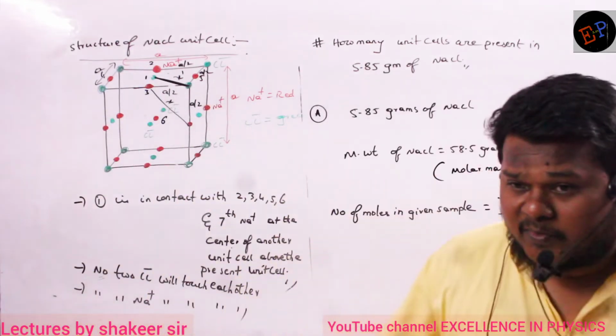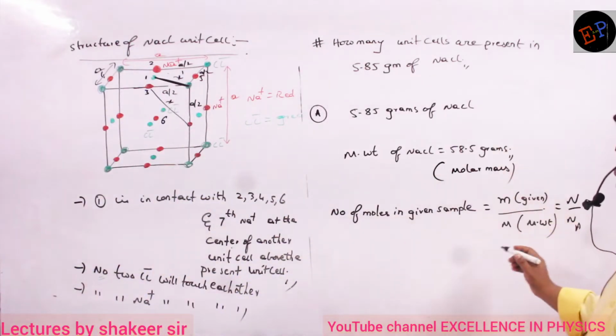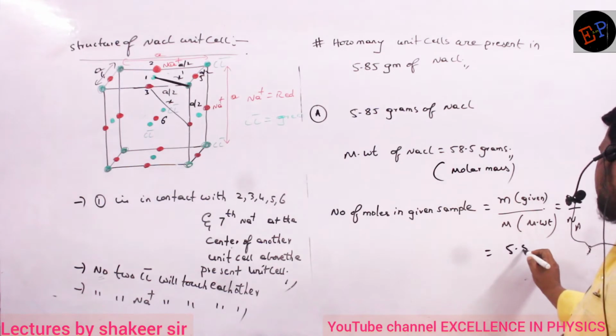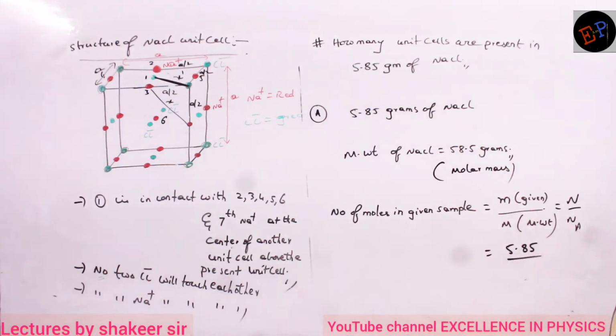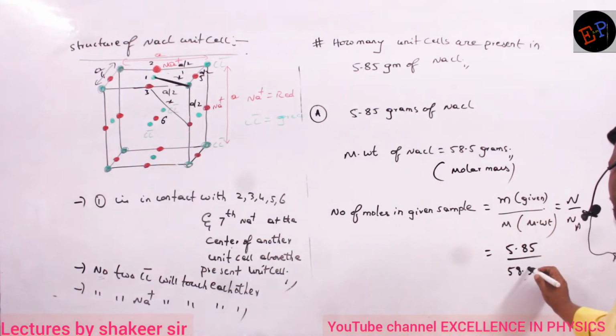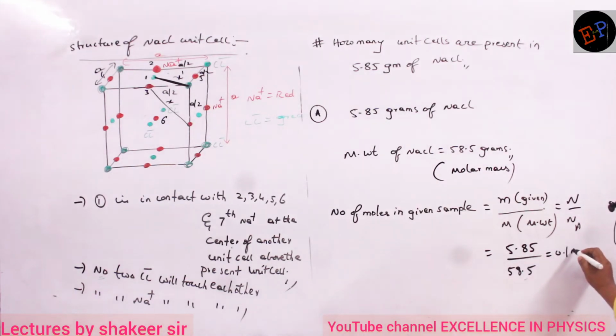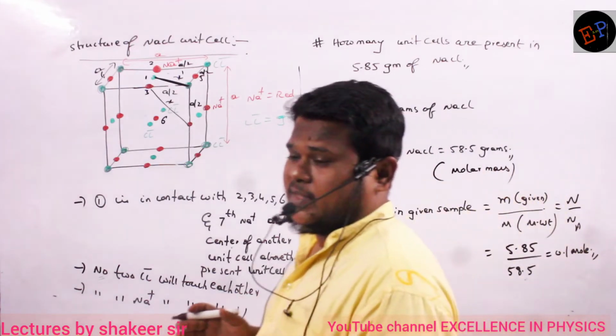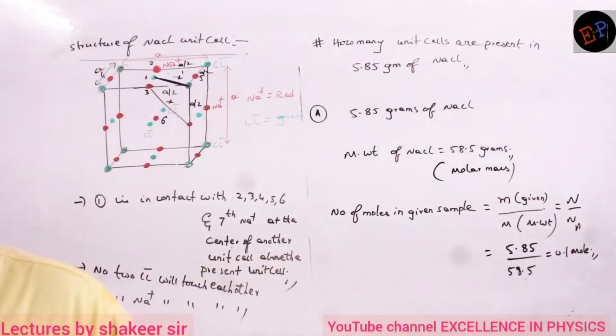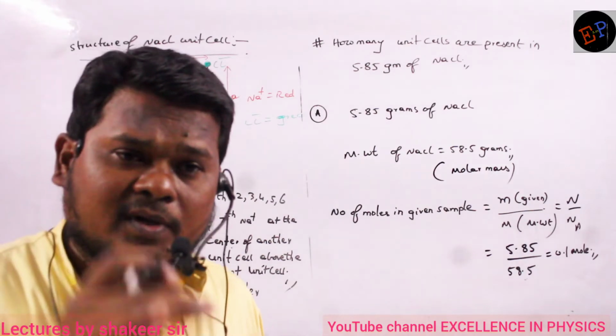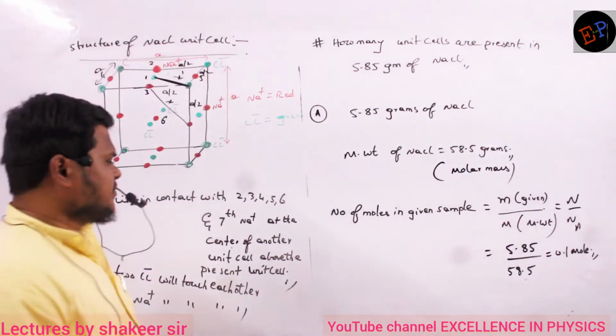So what is the amount of mass given? Mass given is 5.85. And what is the molar mass? Molar mass is 58.5. So in total, 0.1 mole of NaCl is given. In the given sample, how many moles are present? 0.1 moles are present. Clear?